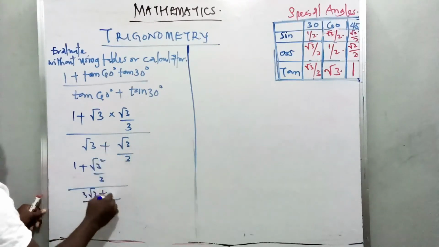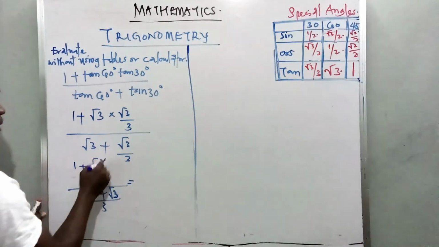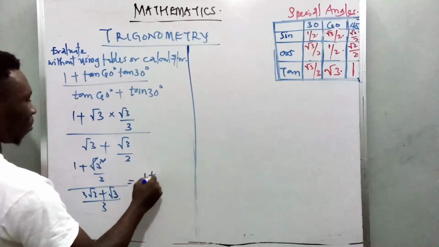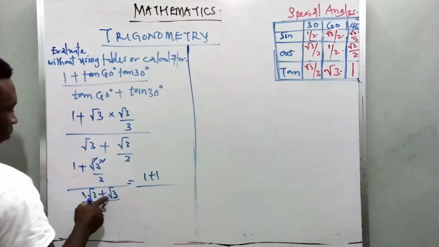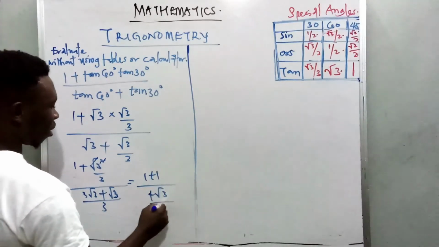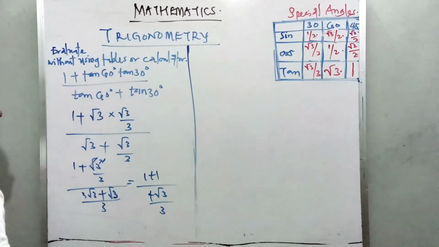1 times root 3, that is what? Root 3. Now, this cannot cancel this. 3 divided by 3, that's what? 1. 1 plus 1 divided by root 3, 3 root 3 plus root 3, that is 4 root 3 divided by 3. So, we cannot proceed.